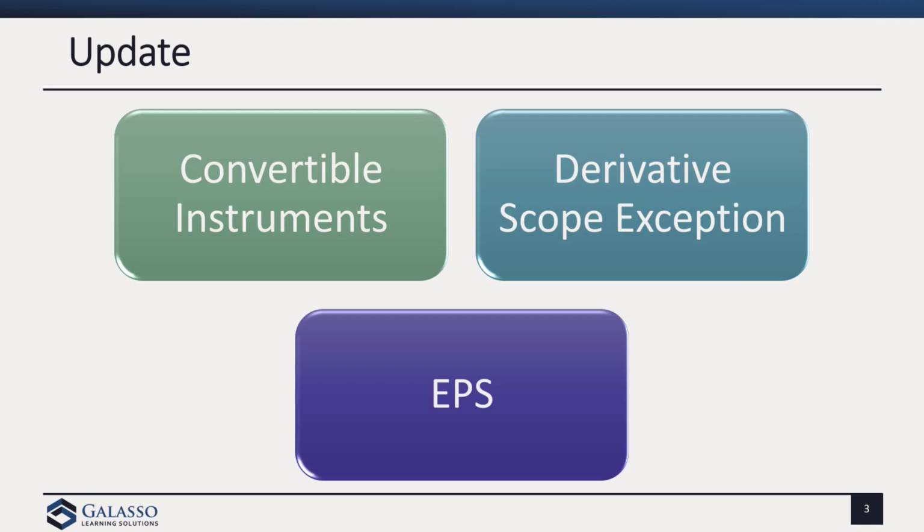Then we have the cash conversion model, which is going to be eliminated under this. The cash conversion model was actually found in topic 470 to account for convertible debt instruments that may be settled entirely or partially in cash upon conversion. Under this model, the host contract was measured at fair value of a similar debt instrument without the conversion feature, and then the conversion feature was recorded as an equity component at the residual amount. And so that option has gone away.